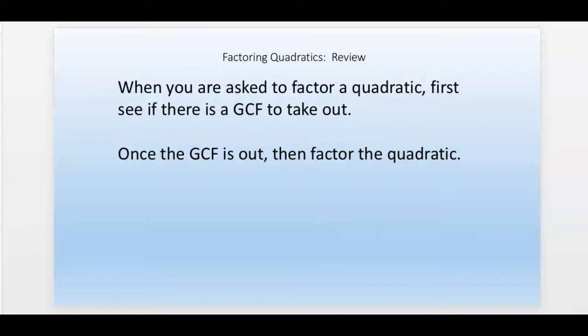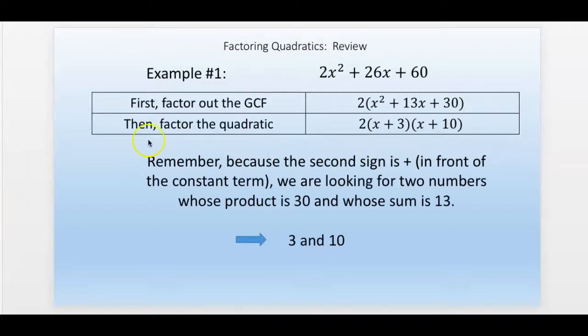Guys, if you're asked to factor a quadratic, first see if there is a greatest common factor to take out. Do that first. And then once the greatest common factor is out, then factor the quadratic. So we're going to put these two together today. As an example, if this is the quadratic up here on top, its greatest common factor is 2. I can take a 2 out of each one of those, so just take it out. And then you're left with a quadratic that you already know how to factor.